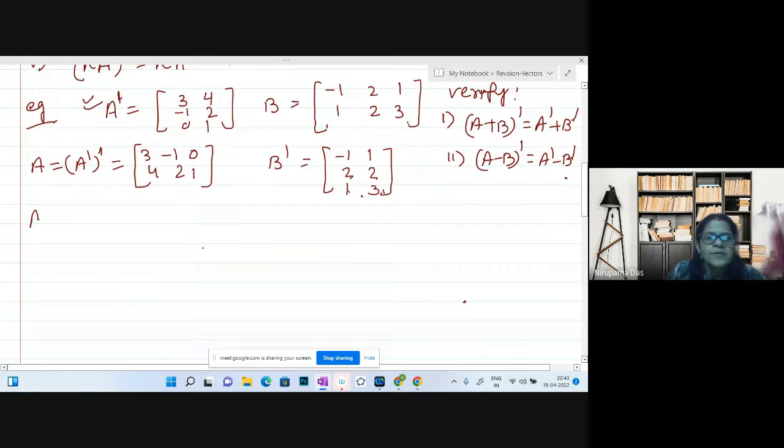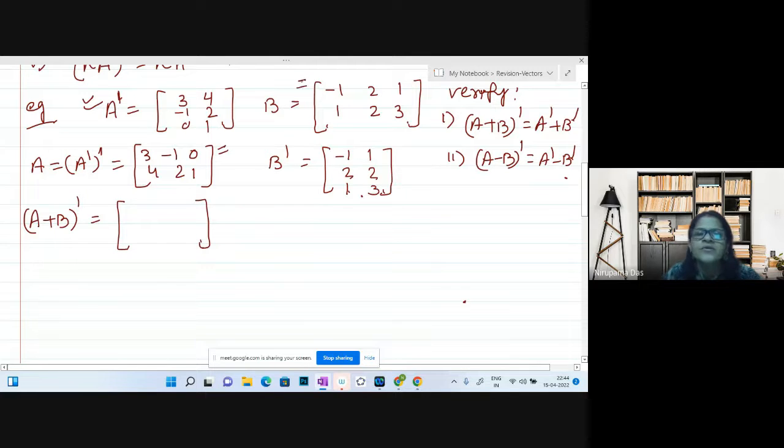Okay, so if you write here (A + B) transpose, be very careful here. This is the A matrix, this is the B matrix. In order to add two matrices, the matrices should be of the same order. So that is one checkpoint, right? Usually students may ignore this, because only A transpose is given. If you try to add, you can't add. So you have to make a correction here.